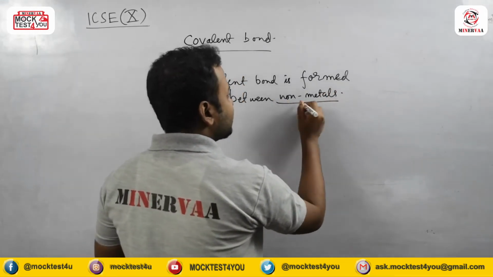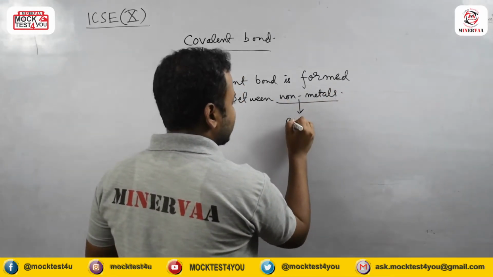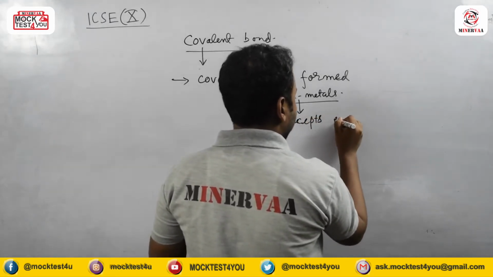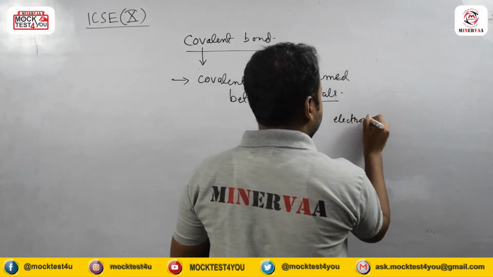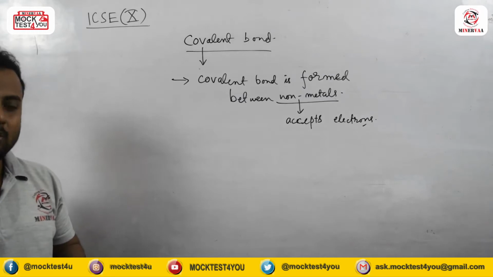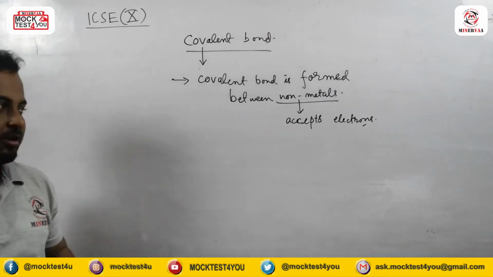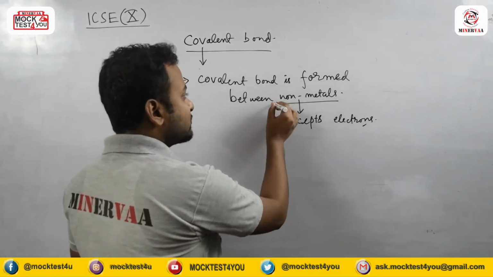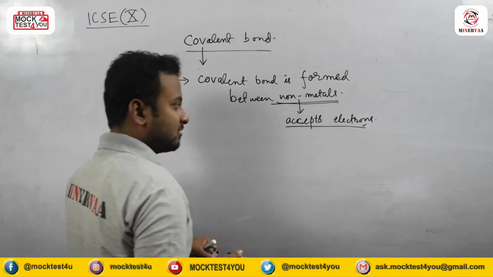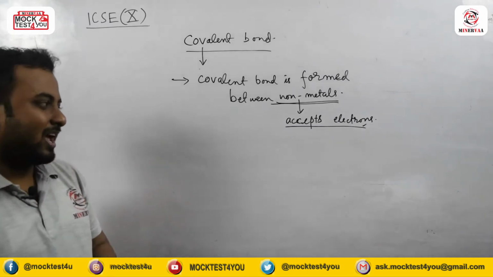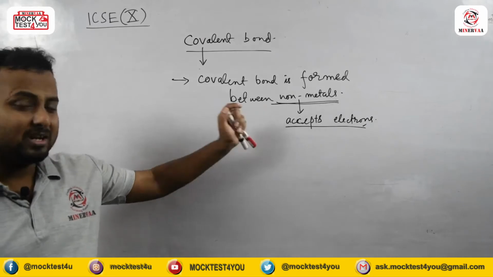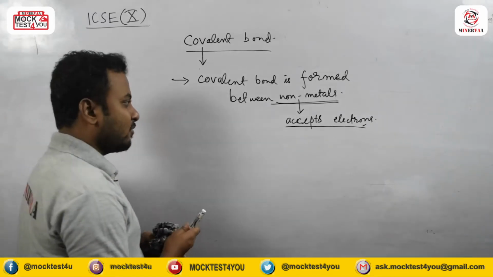So what are non-metals? They accept electrons. In the ionic bond we already have seen that there are two elements, one gives out electrons and one accepts electrons. But in covalent bond both the elements will be non-metals and both will be electron acceptors. There will be no transfer of electrons in covalent bonding, only sharing of electrons.